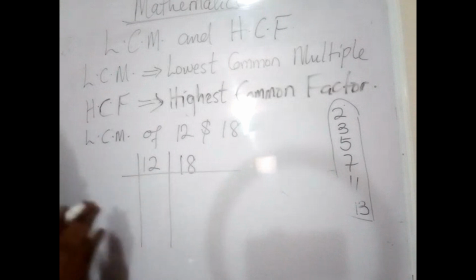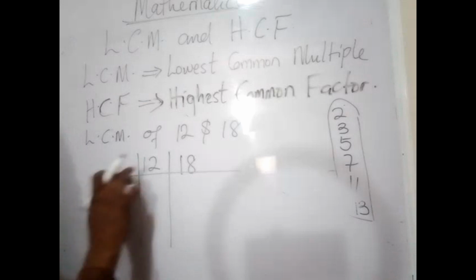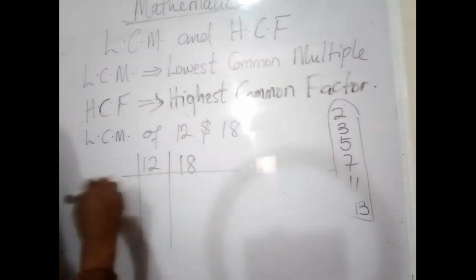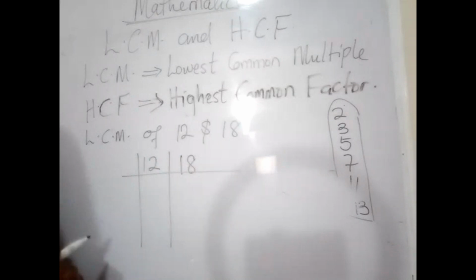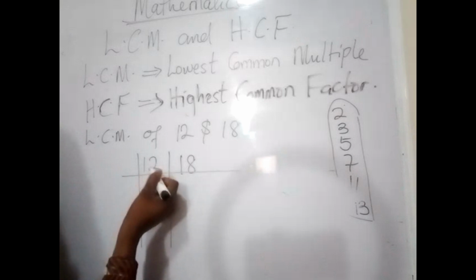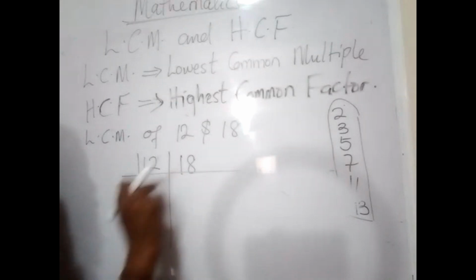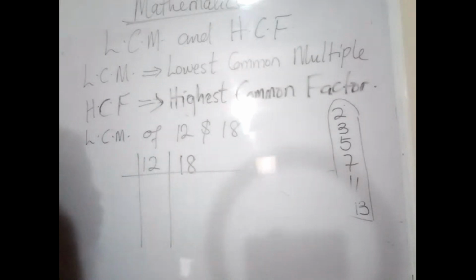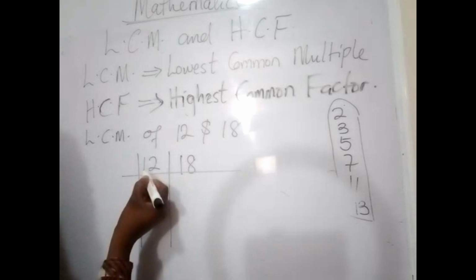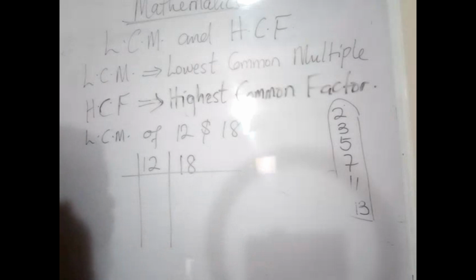Now you're going to start with the smallest prime number that can divide these two numbers. The smallest prime number that can divide these two numbers. Mind you, even if the prime number that you arrive at can divide or can't divide the other, don't bother. Just do your division for that number and bring the other number down until you find something that can divide it out. So here we have 12, we have 18. We know 12 is an even number and 18 is an even number.